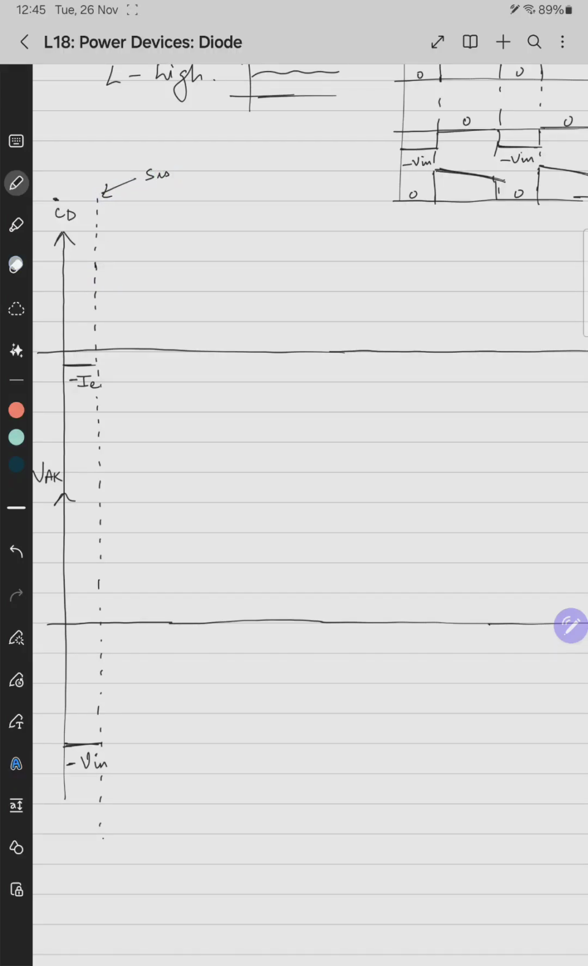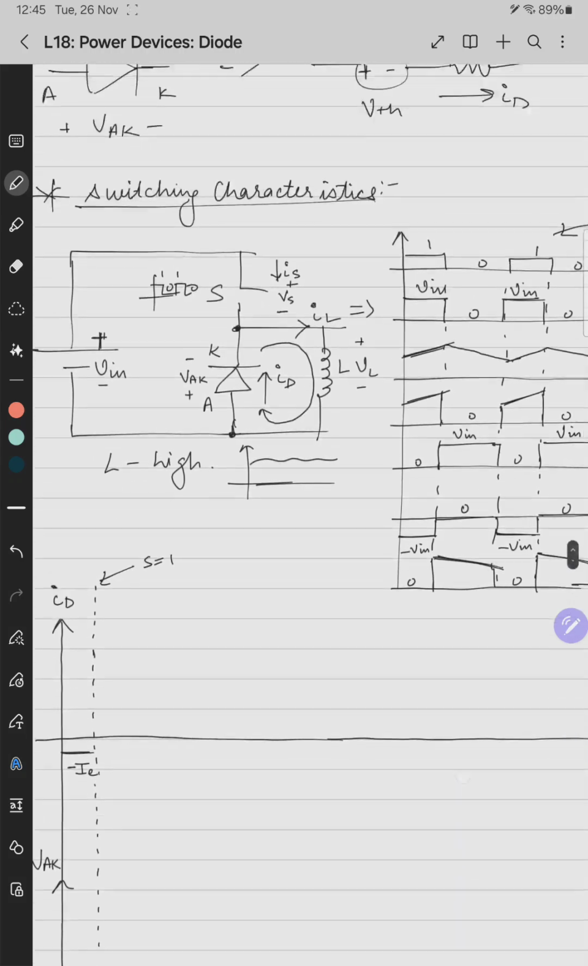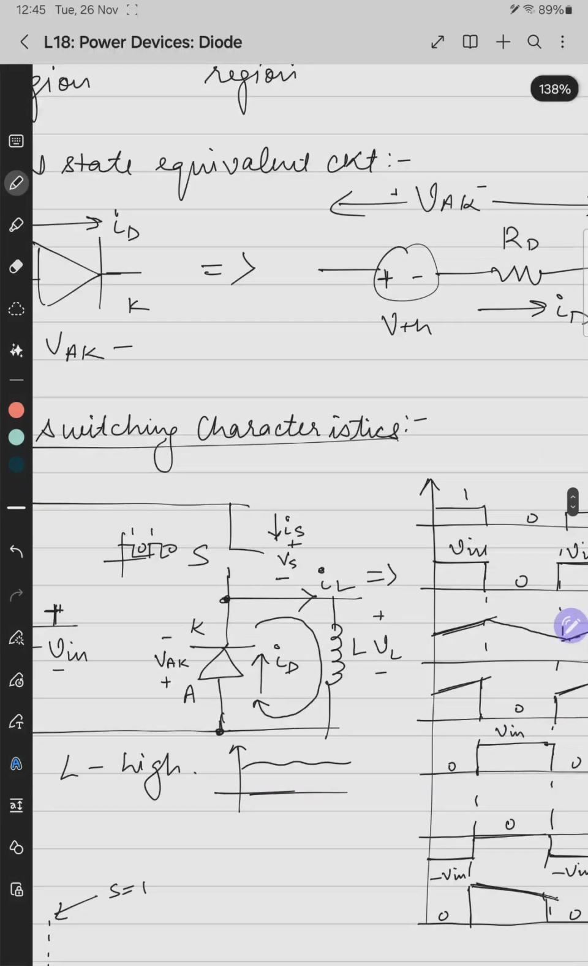S equals 1 at this moment. So what happens is we have to draw the characteristics as per this test circuit. There is an inductor in the circuit. An inductor is an energy storage element, which means that it stores energy inside it in the form of electromagnetic storage. And as it is a storage device, specifically for the case of the inductor, the current through the inductor is a state variable.